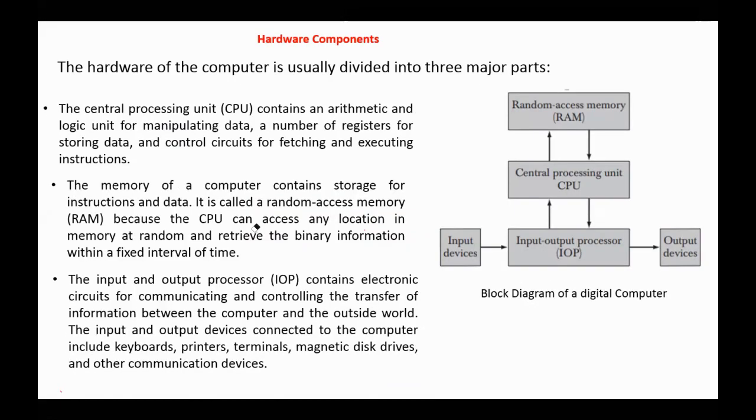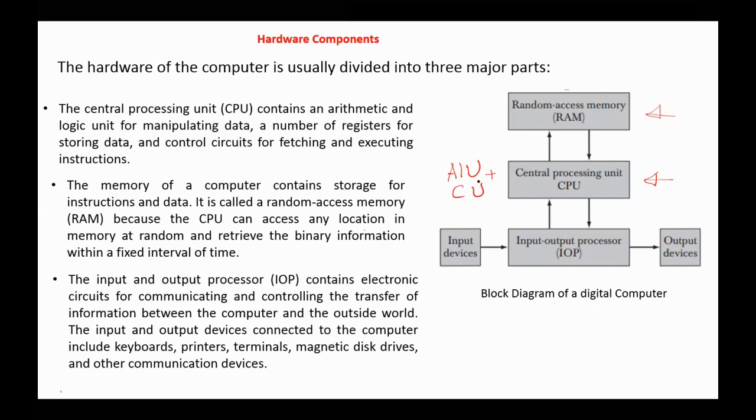The hardware of the computer is usually divided into three major parts: CPU, central processing unit, RAM, random access memory, and input-output processor with the input-output devices connected to it. The central processing unit, or CPU, contains an arithmetic logic unit plus a control unit and a number of registers for storing data. The function of the arithmetic logic unit is to perform the required arithmetic and logic operations, and the function of the control unit is to control the operation of the system.